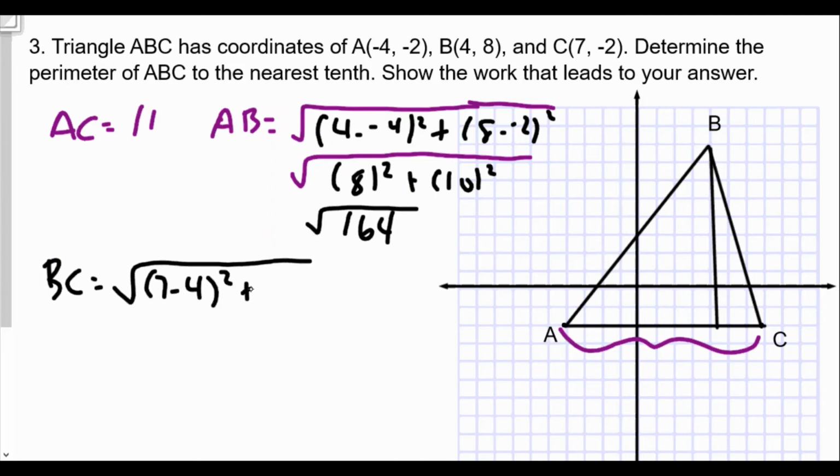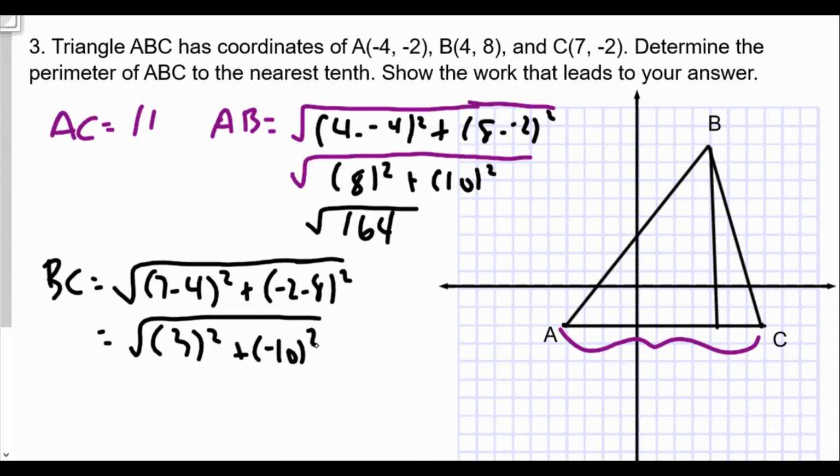The difference of the y's is going to be negative 2 minus 8, squared. That's going to give us, in this case, 3 squared plus negative 10 squared. That's going to be the square root of 9 plus 100, or the square root of 109. So now we're going to find the nearest tenth.